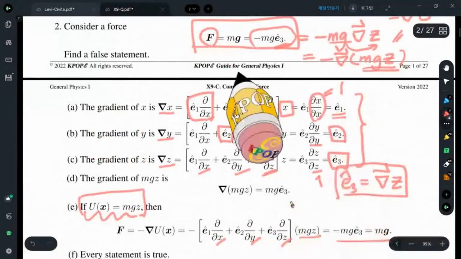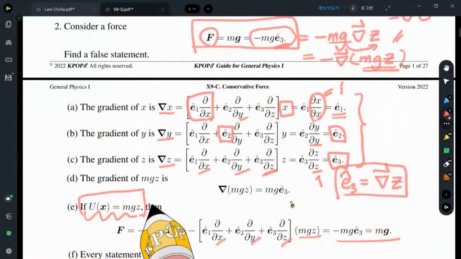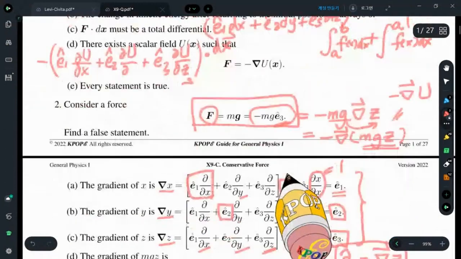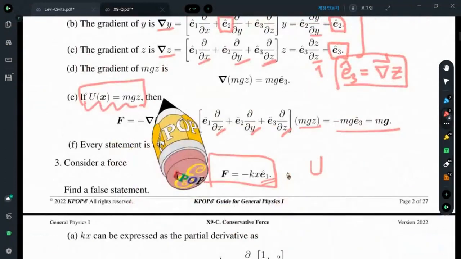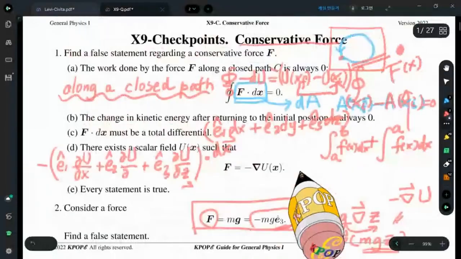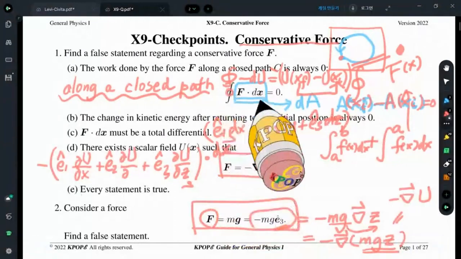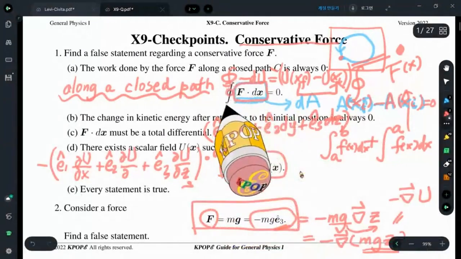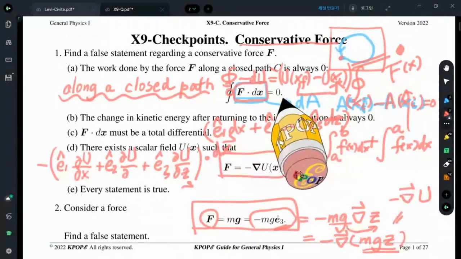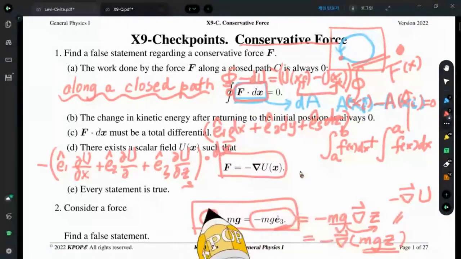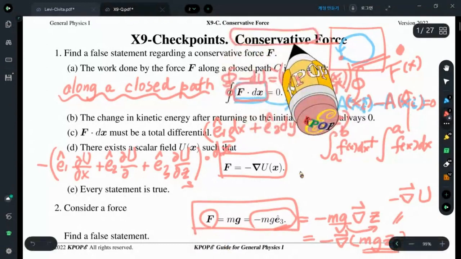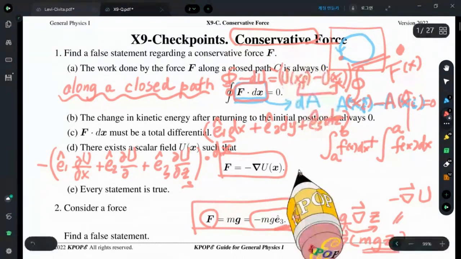Because we have found the potential energy in here, by making use of the gradient, we have seen that if a force is expressed as a gradient, then the work along a closed path must vanish. Therefore, this mgz is the potential energy that is conservative. Conservative means the total mechanical energy is conserved. Okay.